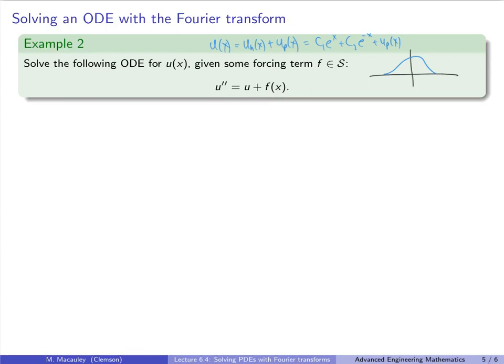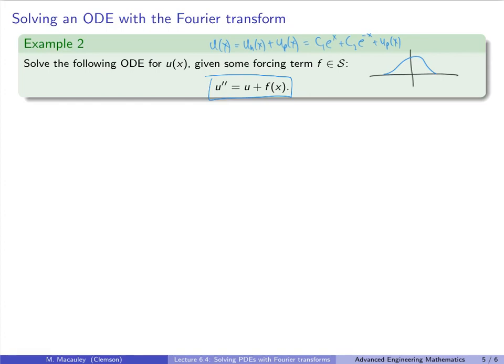But what we're going to do now is just take a general function f, where maybe if this is some sort of bell curve, we know how to compute its Fourier transform, but other than that, we don't know how to solve or how to find a particular solution. Okay, let's get started. The first thing that we always do is we take the Fourier transform of both sides.